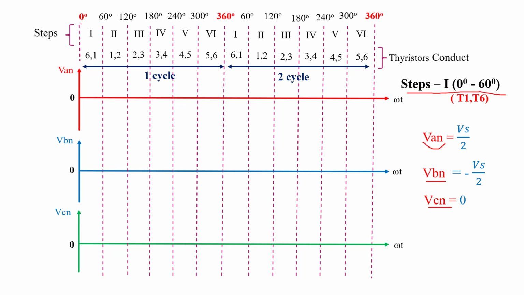So for the first step, 0 degree to 60 degree, VAN equals Vs by 2. If this is the Vs by 2 magnitude, we draw the waveform. VBN is minus Vs by 2. So if this is 0, this is minus Vs by 2, and we draw the waveform. Now VCN equals 0. So for step 1, VCN equals 0. So this is the waveform for step 1.